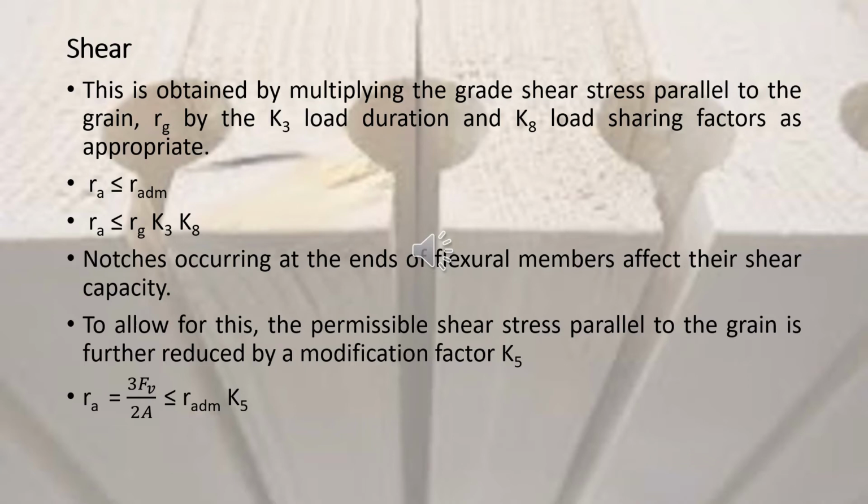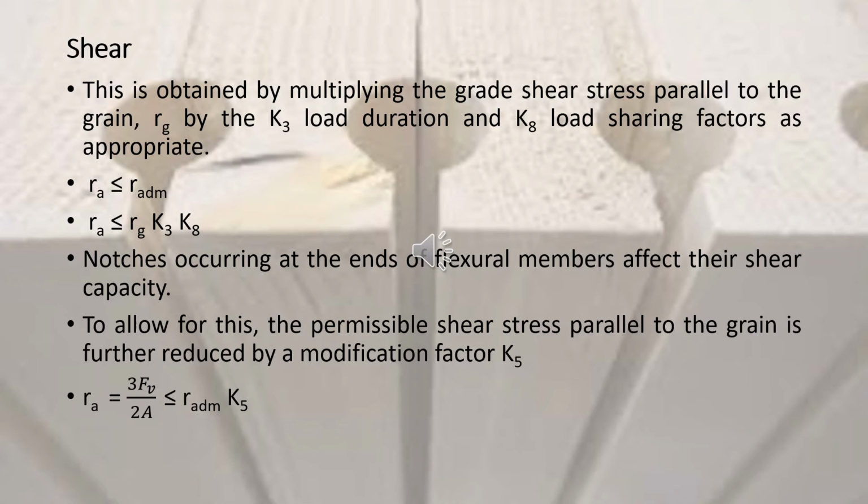Now, notches occurring at the ends of flexural members affect the shear capacity. Many times, because we have to join the horizontal to the vertical members, we might have notches occurring at the end. Now, we've got a reduced section at the ends. Consequently, the shear resisting capacity is affected. A bigger section can offer more shear resistance compared to a thinner, smaller section.